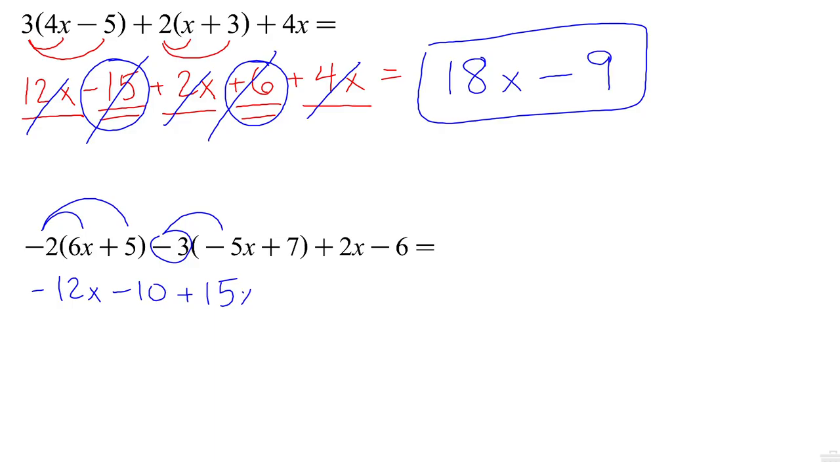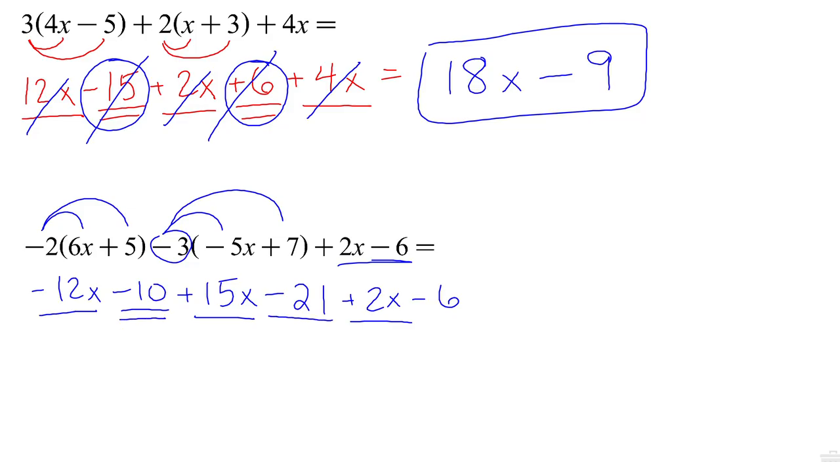because it's a negative 3 times a negative 5x, right? Negative times negative gives you positive. And then negative 3 times positive 7 will be minus 21 plus 2x minus 6. Don't forget the terms there at the end. And now I'm going to go through and use my same underlining process. Negative 12x, 15x, and 2x should all go together. And negative 10, negative 21, and negative 6 should all go together.